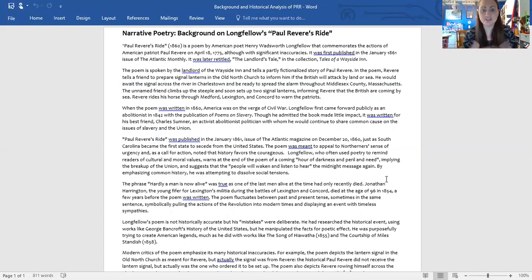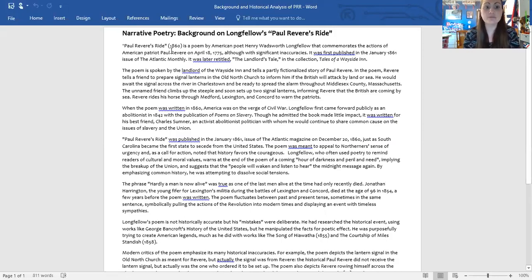Hopefully you liked the story and the musicality of this poem, as well as the end rhyme and all of the alliteration that was used and the imagery, some of the things that we're going to be talking about tomorrow. Okay, so here we go. Narrative poetry, background on Longfellow's Paul Revere's Ride.